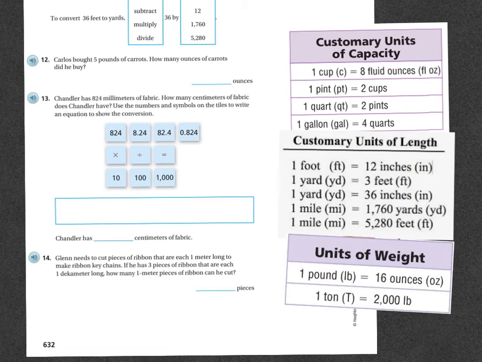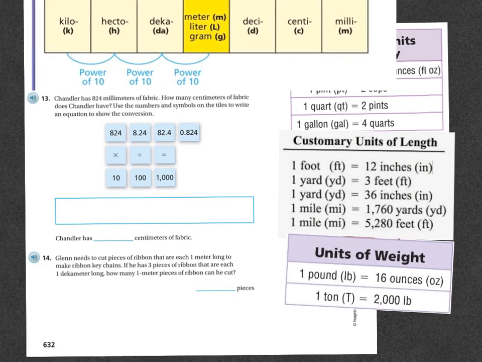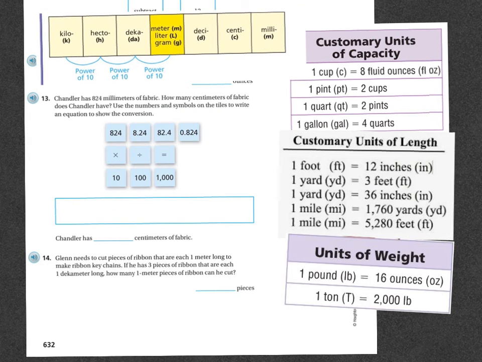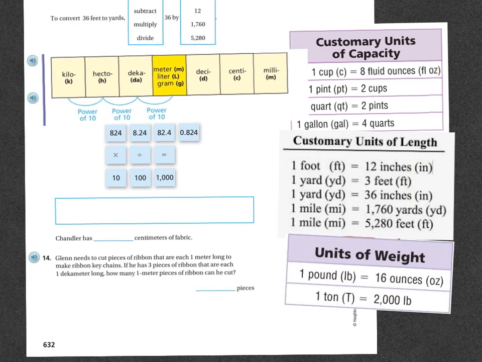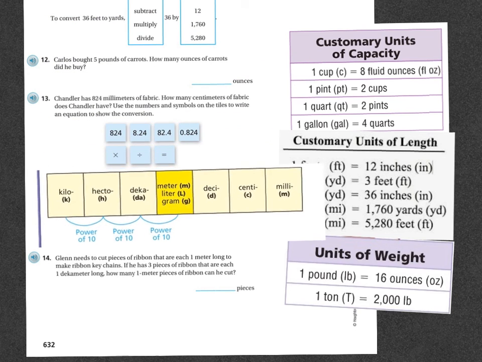Chandler has 824 millimeters of fabric. How many centimeters of fabric does Chandler have? Use the numbers and symbols on the tiles to write an equation to show the conversion. I'm going to go ahead and pull up that chart to get you started. Boys and girls, you're going to be referring to this chart right here for number 13. And number 14, Glenn needs to cut pieces of ribbon that are each 1 meter long to make ribbon keychains. If he has 3 pieces of ribbon that are each 1 decameter long, how many 1 meter pieces of ribbon can he cut? Again, you'll be using this chart as well.